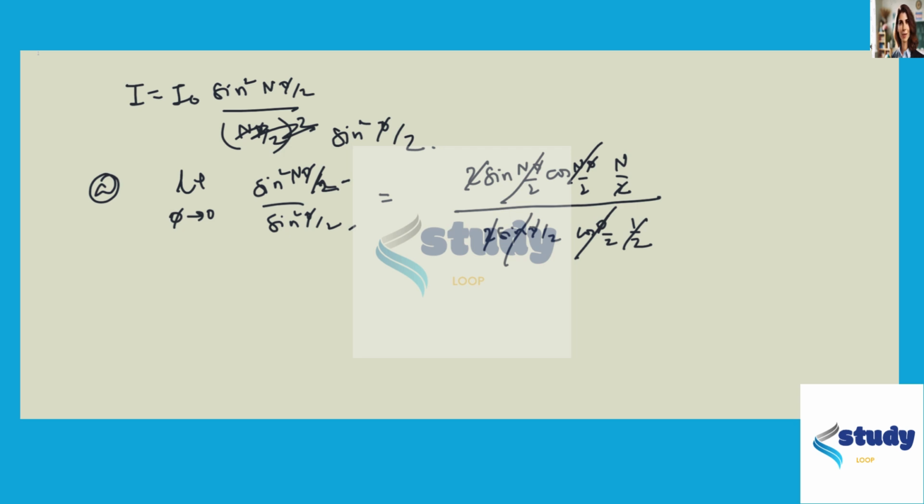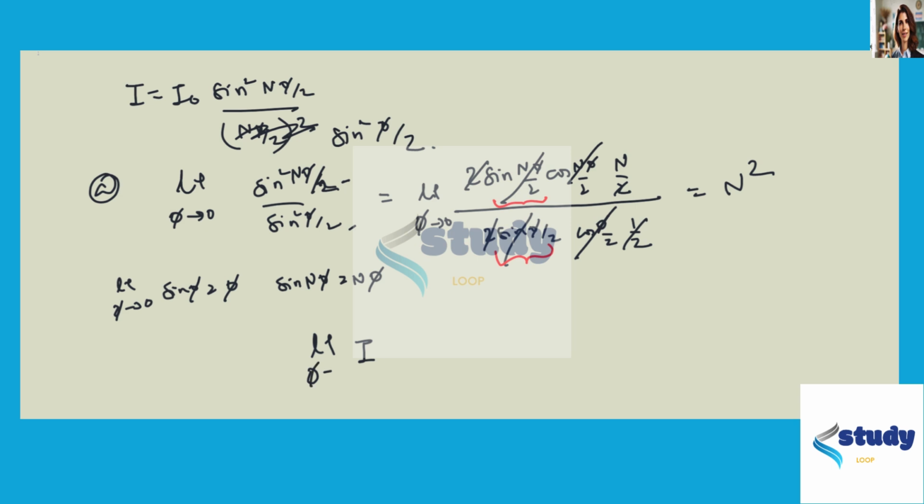again go to 0. But we know that when phi tends to 0, sine phi is equal to phi, which means sine n phi must be equal to n phi. Or we can simply use L'Hopital's rule again for these two terms and see that it gives you another n, giving us n squared. So as phi tends to 0, I is equal to n square I naught.